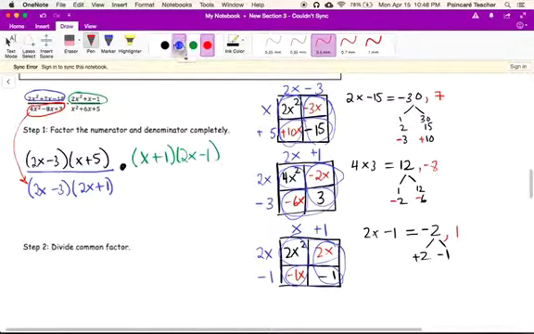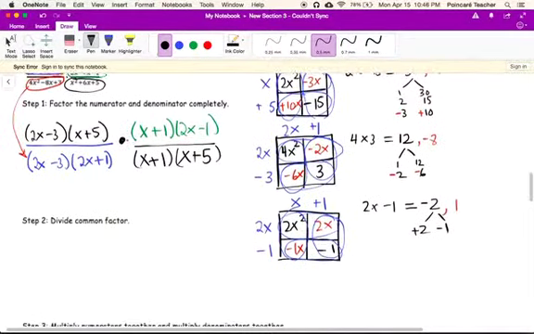Okay, and then for this denominator, I'm just going to use a shortcut since this coefficient here is 1. I need to find two numbers that multiply to give me 5, but add to give me 6, and those numbers are 1 and 5. So I'm just going to add them up and put pluses there.